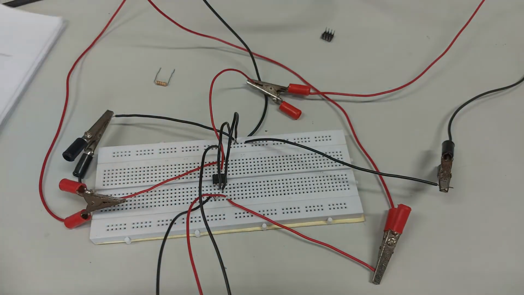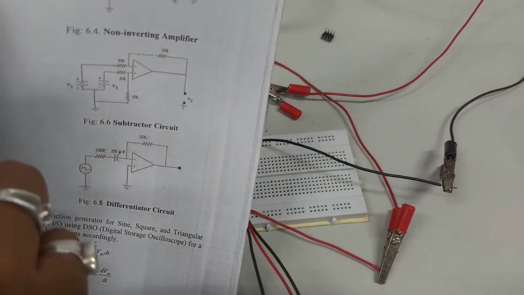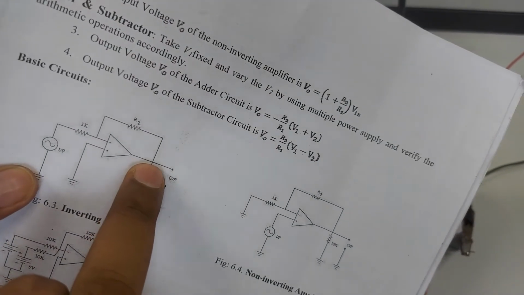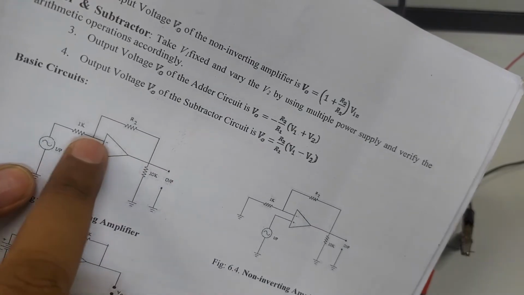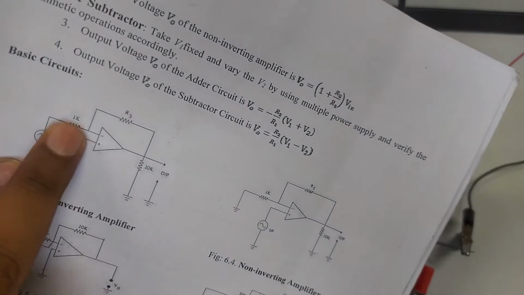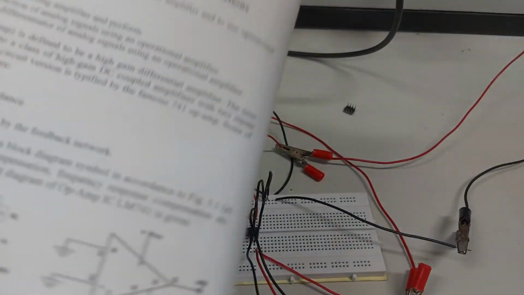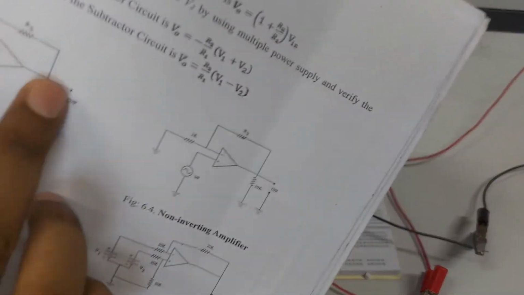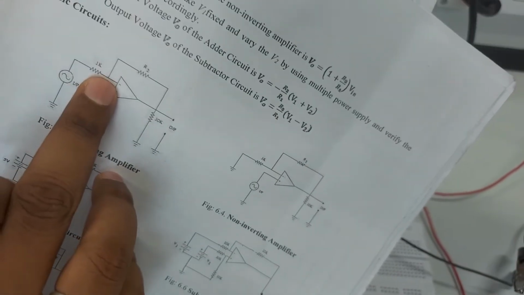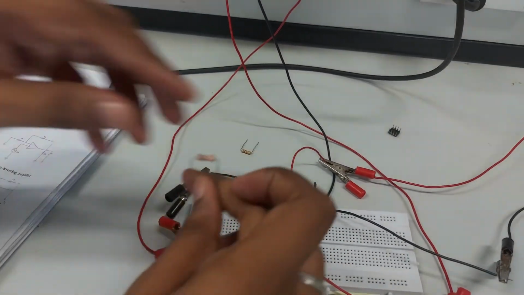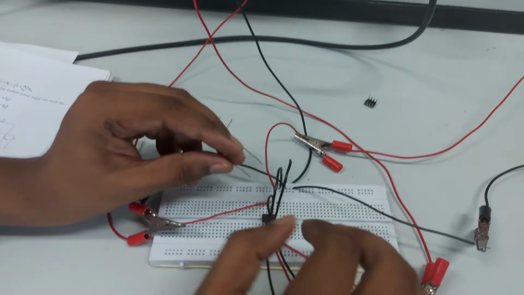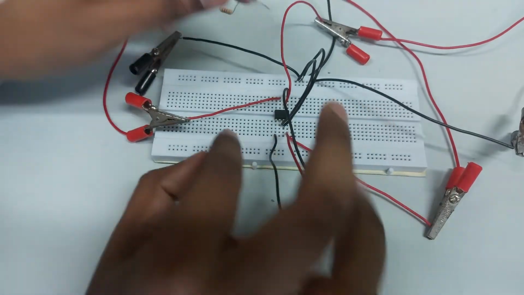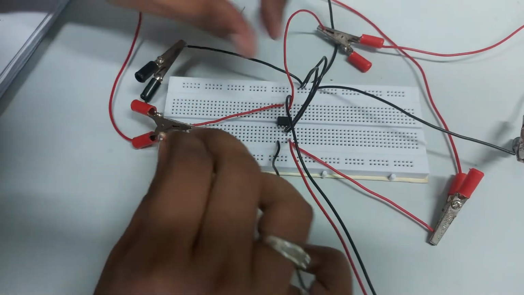Here you can see pin number 6 is connected through the resistor to pin number 2, because pin 2 is the inverting input. R2 is connected between pin number 6 and pin number 2, and R2 I have chosen is 10 kilo ohm. So I will connect this.